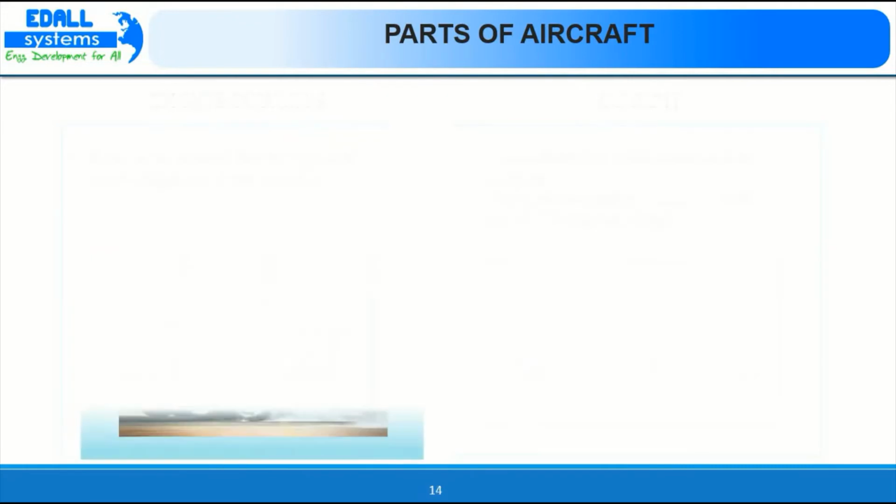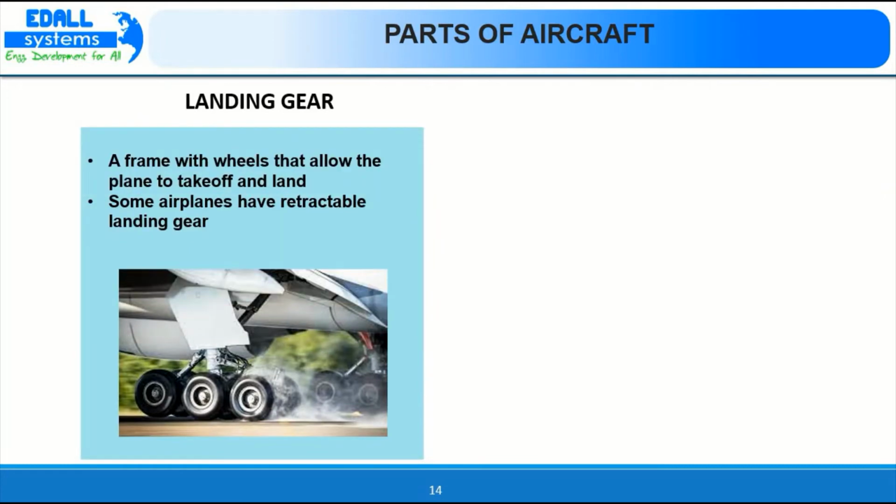The next part we have is landing gear. So a frame with wheels that allow the plane to take off and land. Some airplanes have retractable landing gear. So landing gears are mostly like wheels for an aircraft which will help to move during the takeoff and during landing. So in midair the landing gears are taken up. So these kind of landing gears are called as retractable landing gears. There are even fixed landing gears for some of the small aircraft.